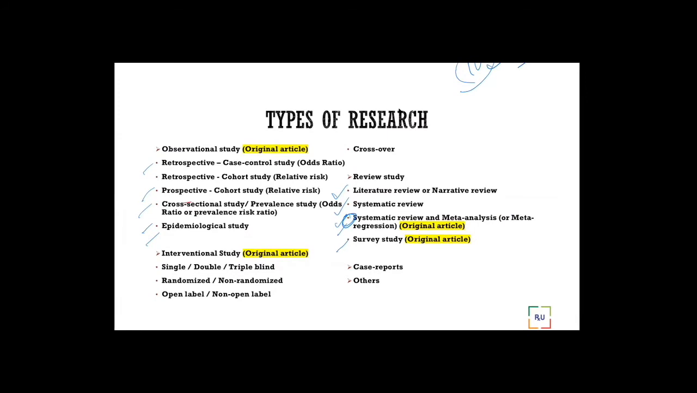The systematic review is the review some journals consider an original article, because it does not have analysis, but it will still have a method. It will still have a result. So what you are going to do is decide the aim of your study.